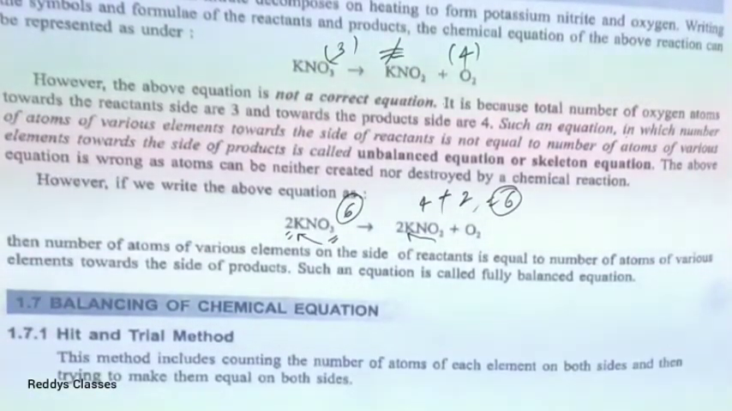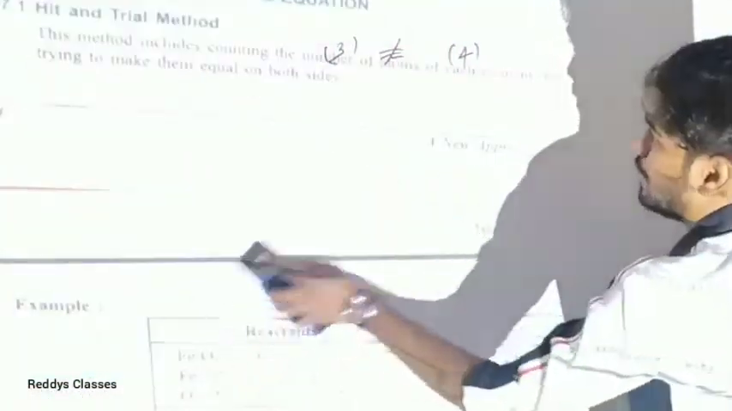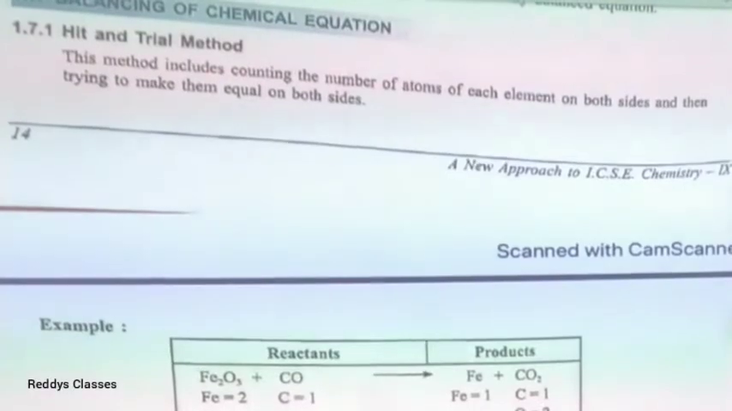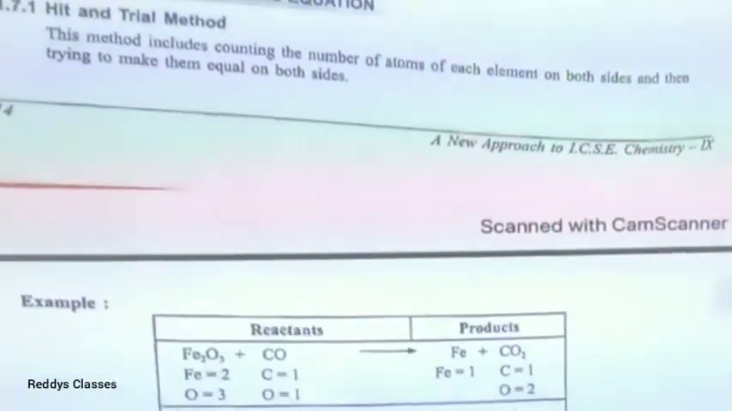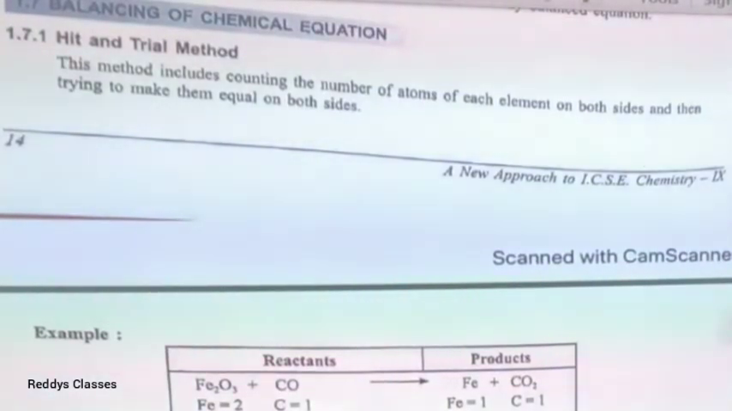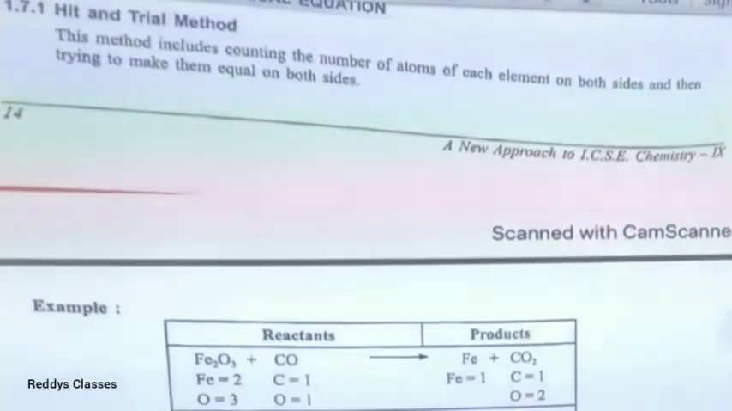So how did it come? Let us start with balancing of chemical equations by the hit and trial method. This method includes counting the number of atoms of each element on both sides and then trying to make them equal on both sides. First of all, we will consider what? Counting the number of atoms of each element. How many elements are there? What are their atoms and number of atoms on both sides? And let's start. We have an example here.